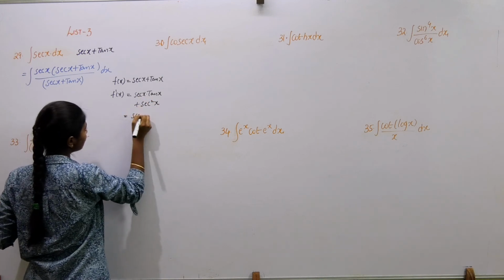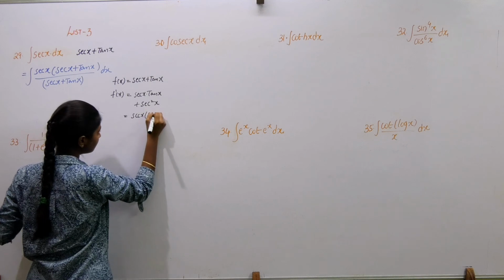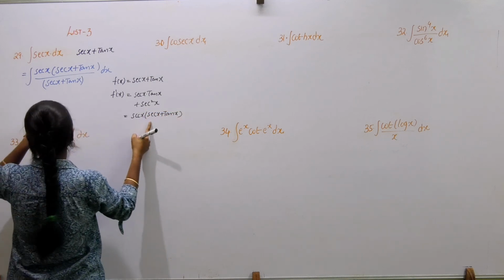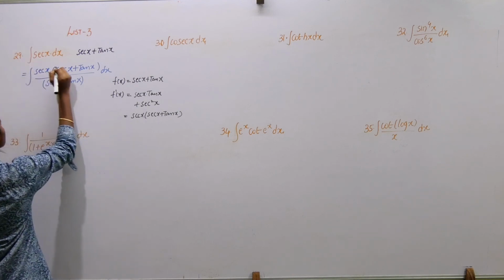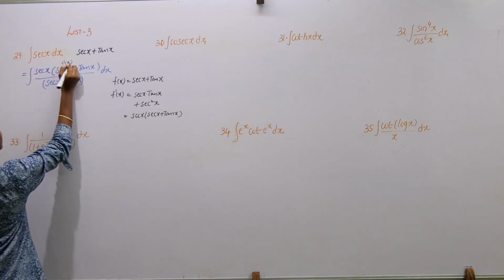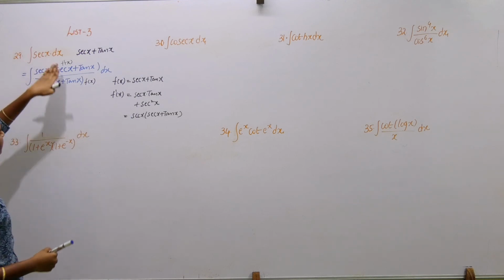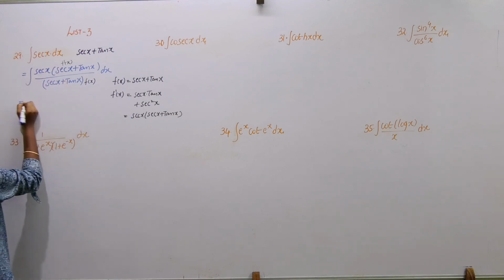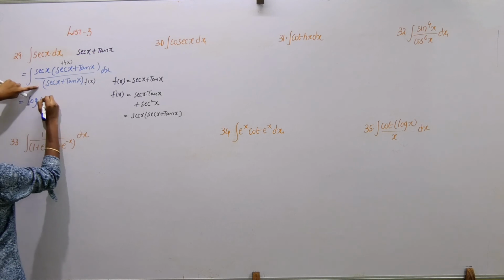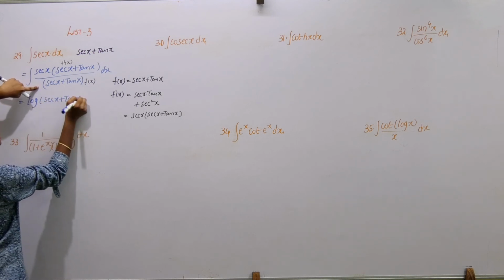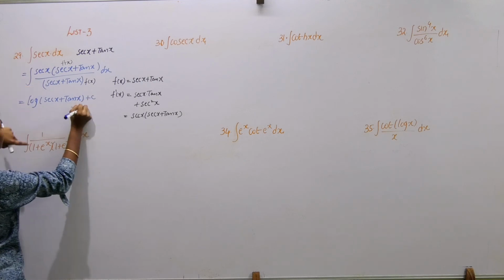When we take secant x as common, we have secant x plus tan x. So we have this value f dash of x, this is f of x. Integral f dash of x by f of x is log of f of x, which is log of secant x plus tan x plus c.